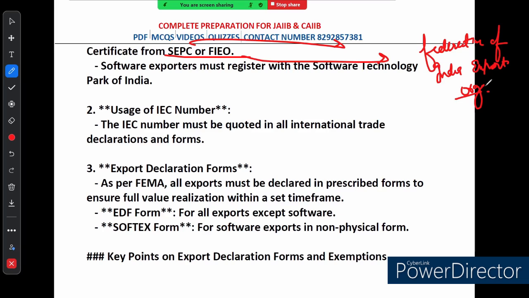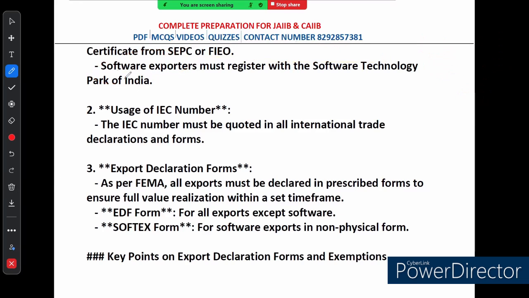Now for software exporters, they have to register with the Software Technology Parks of India, right? So it's like joining a club. Whether you are exporting services, goods or software, you need to be a registered member of the right organization to play by the rules. Now the next question is how to use this IEC number. Once you have the IEC number, you need to use it everywhere.